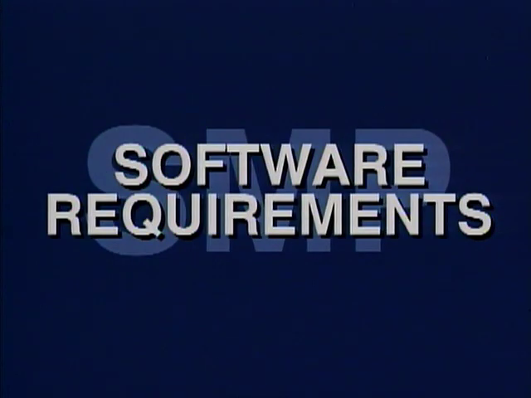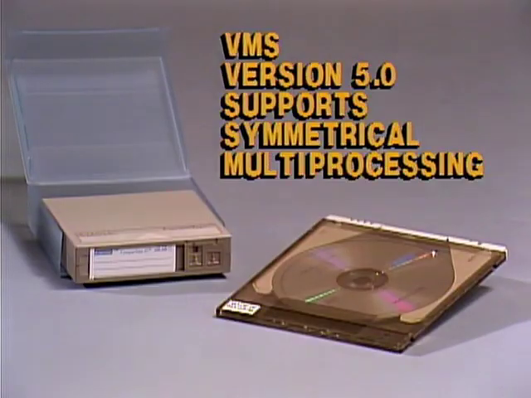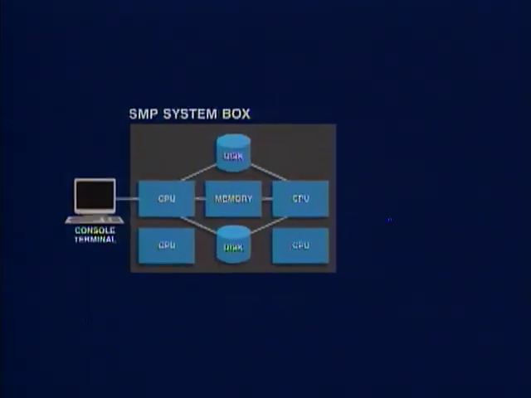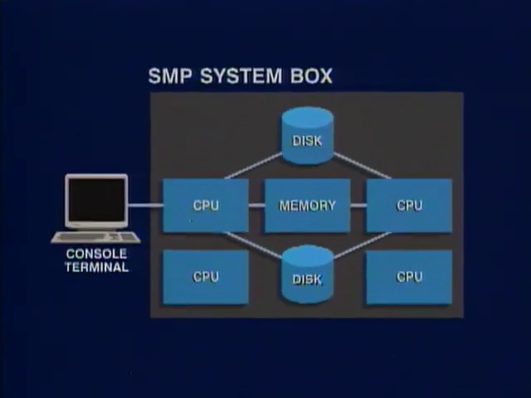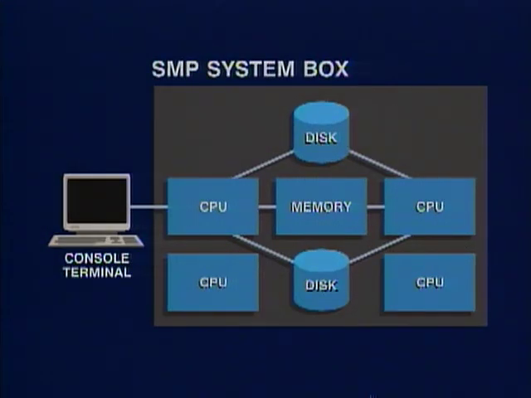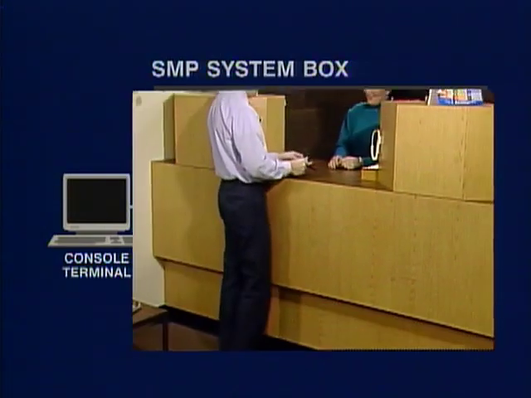Just as the standard VAX hardware needs to be updated to support SMP, so does the software. In this lesson, we'll discuss the changes in the VMS operating system that make support of SMP possible. VMS version 5.0 is the first version of Digital operating system software to support symmetrical multiprocessing. Let's look at some examples of problems that can arise if two or more processors try to access the same resource simultaneously. Then we will discuss how VMS avoids these problems.